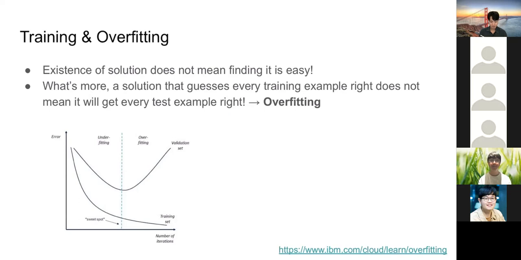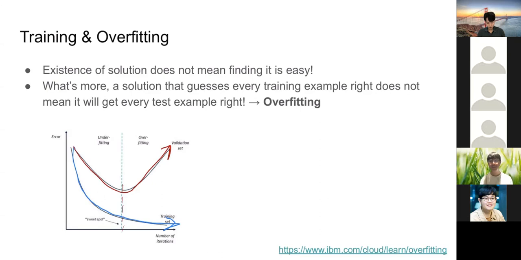But another problem is that even if we are able to find a solution that gets every training example right, it does not mean that it will get every test example right. And in traditional machine learning, I cannot say this is true anymore when the model gets big and the data gets really big, but in traditional machine learning, this kind of behavior happens: your training loss goes down, but your validation loss starts to go up at some point. So ideally, you want to stop here, right? Because your validation loss, or test loss, is what you really want to optimize for at the end.